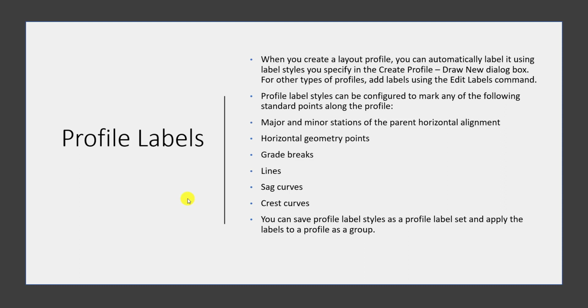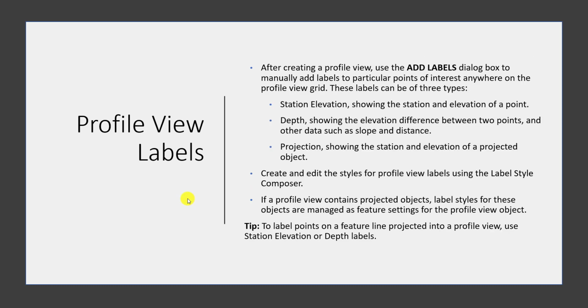We'll go over this real quick because there's a lot of labels that you can do on profiles, but the one that I use is going in there and just adding labels. So if it's for a waterway, or if you just want typical elevations and stations, that's usually what I use the profile view labels for. But you can create and edit styles of your profile view labels in the label style composer.